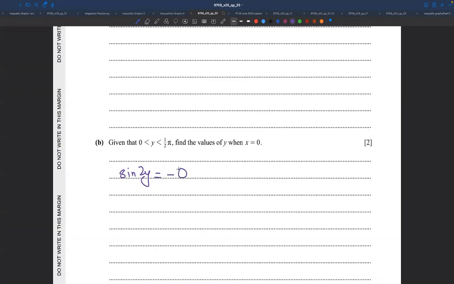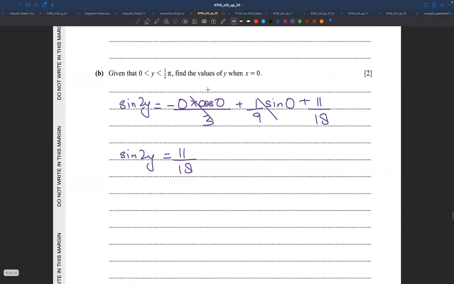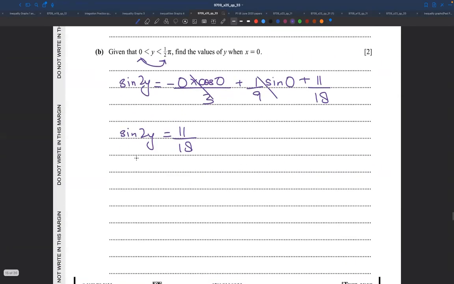So if x is 0, so 0 into cos of 0 upon 3 plus 1 upon 9 sine of 0 plus 11 by 18. Okay, so this is 0, this is also 0. I will get sine of 2y equals to 11 upon 18. And we have to make sure our calculators are in radian mode. And y will remain between these two values.